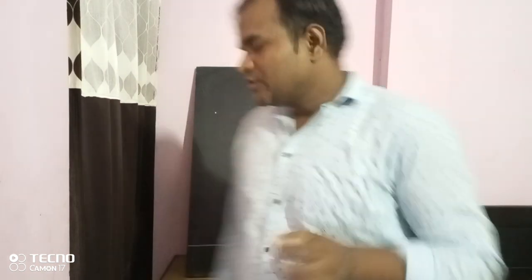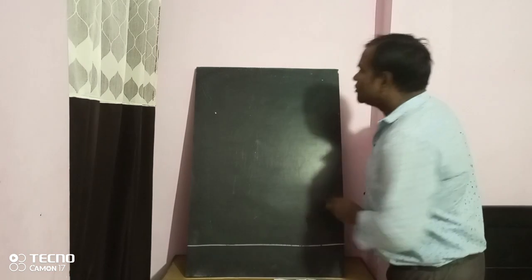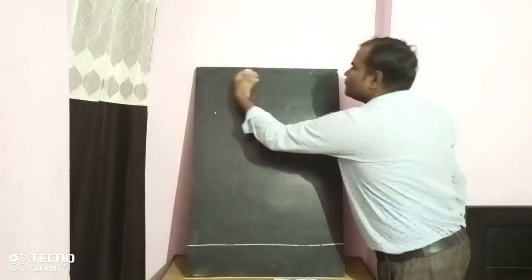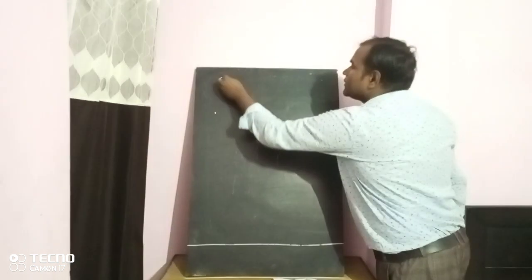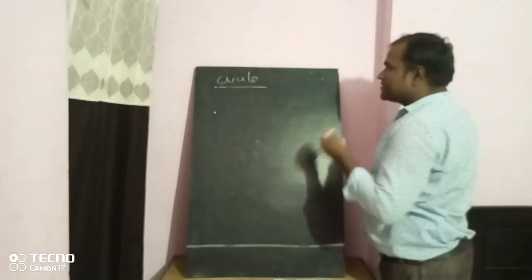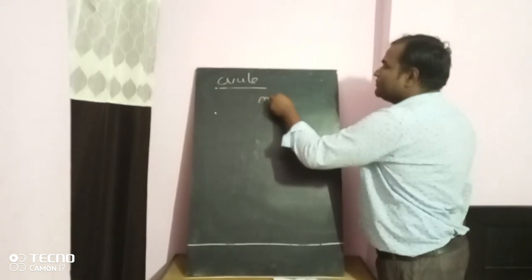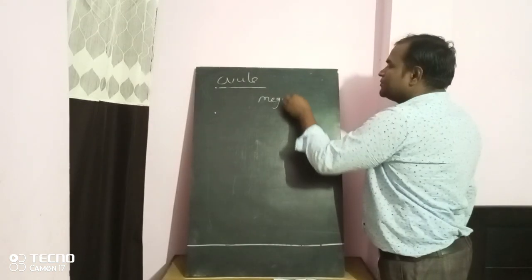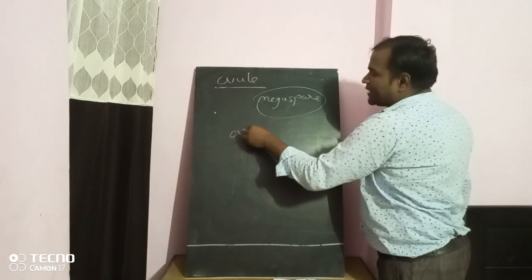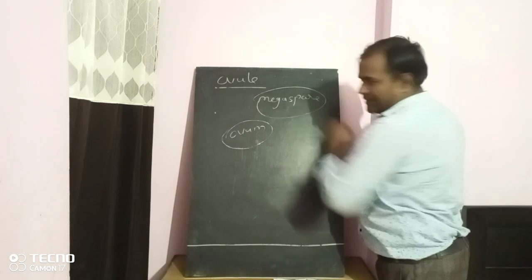Good afternoon, students. Today's topic is the structure of the mature ovule. This topic comes from Class 12, Chapter 2, Sexual Reproduction in Flowering Plants. The ovule is the structure where megasporogenesis takes place, resulting in megaspore formation. Inside the megaspore, the ovum or egg, which is a female gamete, is formed.